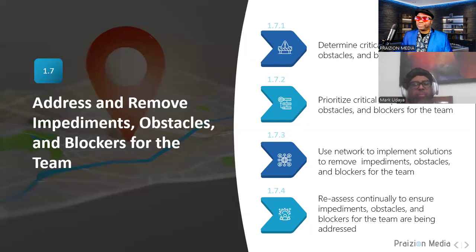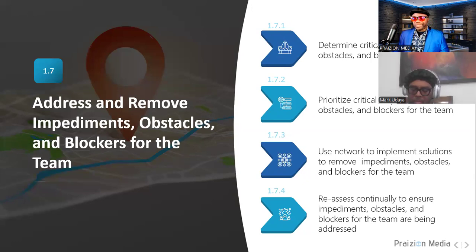Number seven, address and remove impediments, obstacles, and blockers for the team. How does the Scrum Master or the servant leader know about these impediments? The daily scrum, the daily stand-up meeting, but that's not all. They could be brought in at any time.